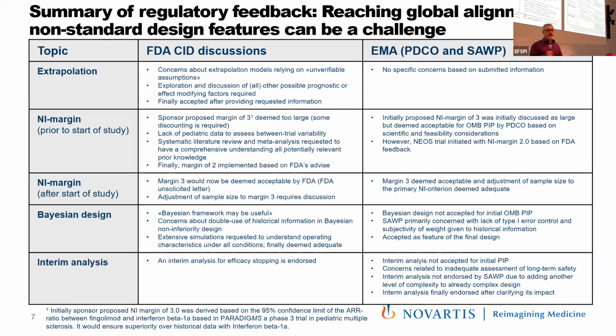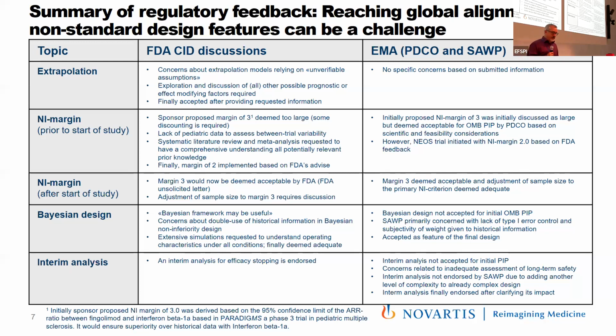So if you had a new trial, maybe the result would be different, and you need to somehow take that into account in your non-inferiority margin and have some kind of discounting. So finally, they recommended, after a lot of simulations and so on, that we implement a margin of 2 in this trial, and that was then decided and integrated in this trial design. Now, after the start of the study, FDA sent us an unsolicited letter saying that now they would agree that the margin of 3 could be acceptable.